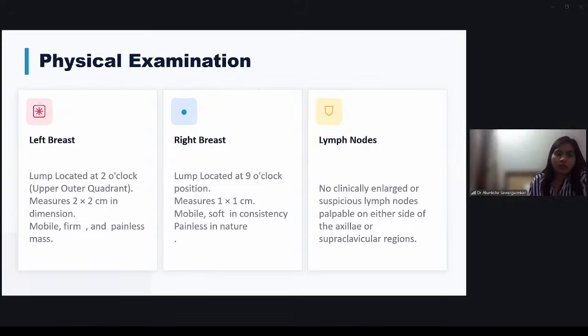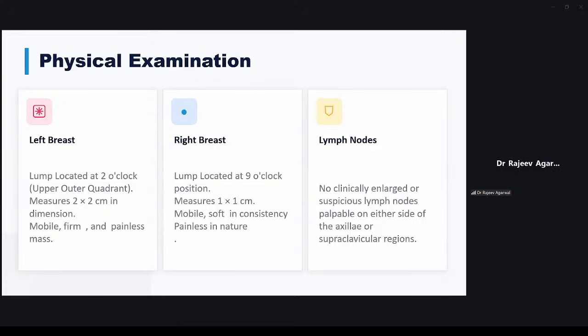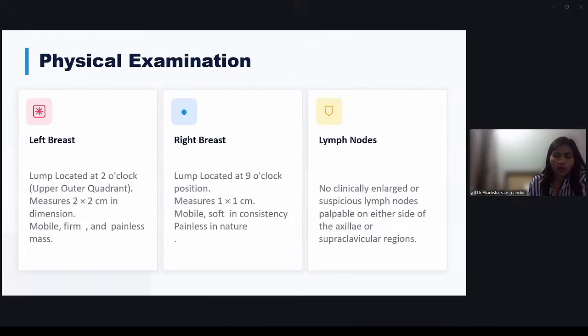On physical examination, on her left breast there was a lump located at the 2 o'clock position, measuring 2 by 2 centimeters. It was mobile, firm, and painless. On her right side, a lump was at 9 o'clock, measuring 1 by 1 centimeter. It was mobile, soft in consistency, and painless. Bilateral lymph nodes were not enlarged or suspicious. There was no enlargement at the supraclavicular regions also. Should I move on, ma'am?